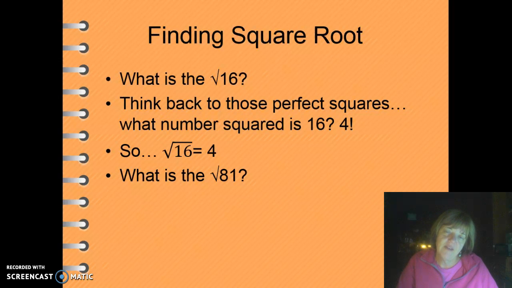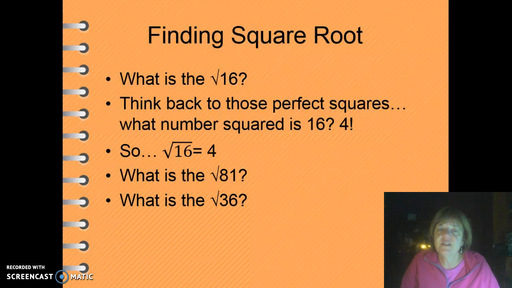So, after all that chat, what's the square root of 81? What number times itself will give me 81? It's a perfect square. And believe it or not, it's 9. I hope you thought of that on your own. One more. What is the square root of 36? Think hard. You can do this. Don't use a calculator. Think, think, think. It's 6. 6 times 6 is 36.